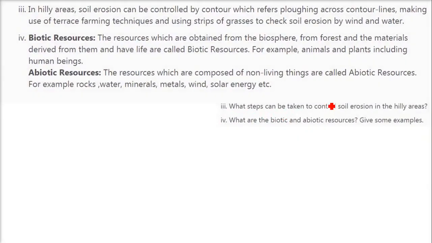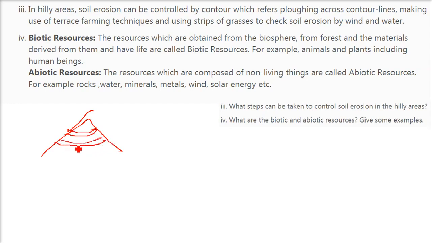What steps can be taken to control soil erosion in hilly areas? If we have hilly areas, this is called mitti apardan, the water comes and takes the top soil away. So what is the best way? We can have a contour.